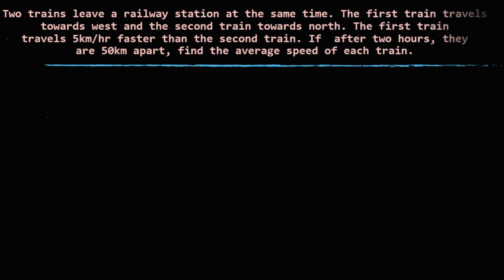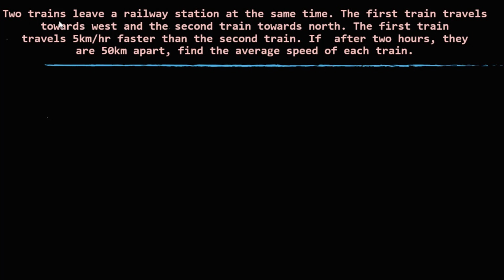The 8th problem is given as: two trains leave a railway station at the same time. The first train travels towards west and the second train towards north. The first train travels 5 km per hour faster than the second train. If after 2 hours they are 50 km apart, find the average speed of each train.